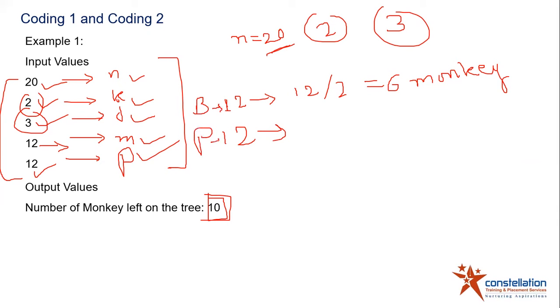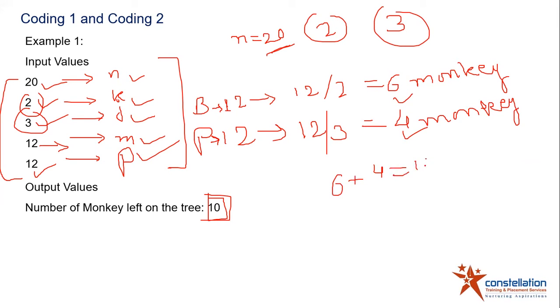Okay, this is banana and this is peanut. Don't get confused. Now each monkey can eat 3 peanuts at a time. So 4 monkeys can eat that, right? 4 monkeys can eat that. And the monkeys which ate came down from the tree. So basically, how many monkeys came down from the tree?